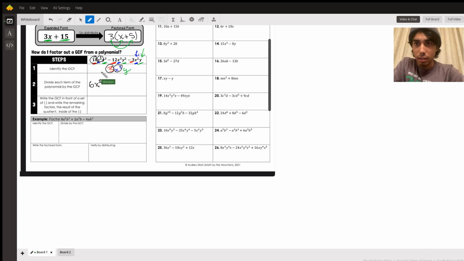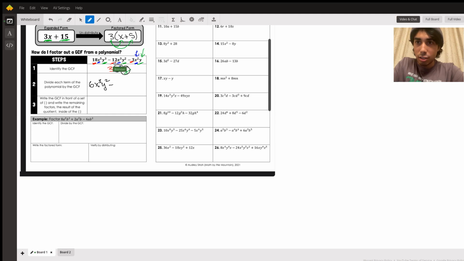In the same way, when we do y cubed divided by y, right, you're subtracting the 3 minus the 1. Y cubed divided by y to the 1 is going to give you y squared. All right, same thing here. So we're going to do the second term.